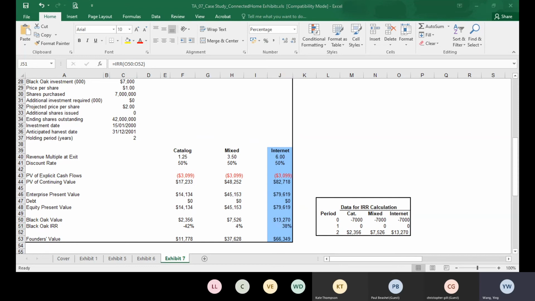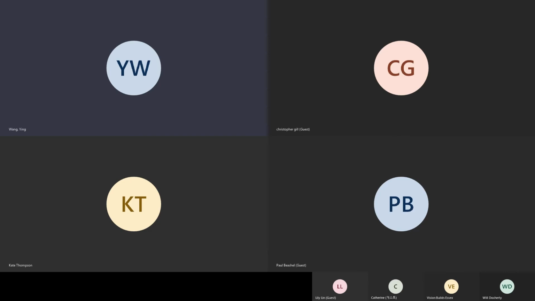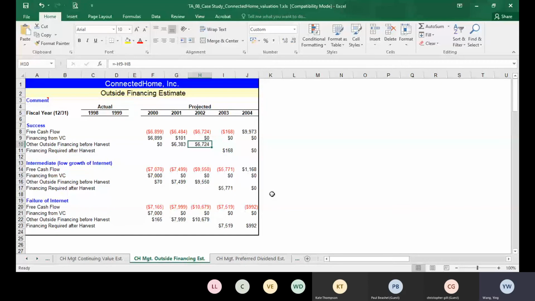So back to the investment. Let me share the other spreadsheet with you. This one. I will share another spreadsheet, for the internet evaluation alone. For this evaluation, you will notice that is the big picture of why the venture capitalists prefer the internet running business alone without the mixed strategy. And that is from here.